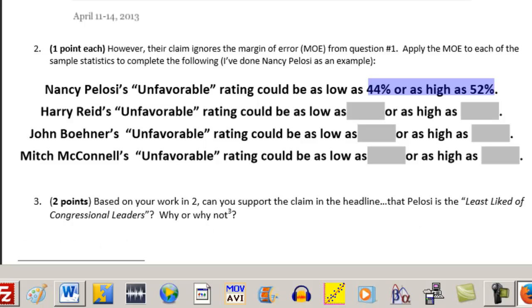I do find it, of course, interesting, to say the least, that all of their sample statistics, unfavorables, are higher than their favorables, but I guess that's kind of the definition of Congress if you think about it.